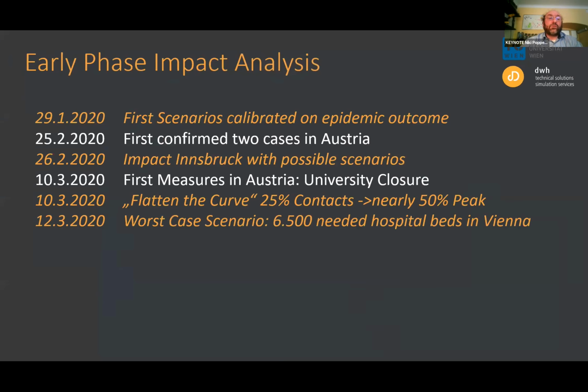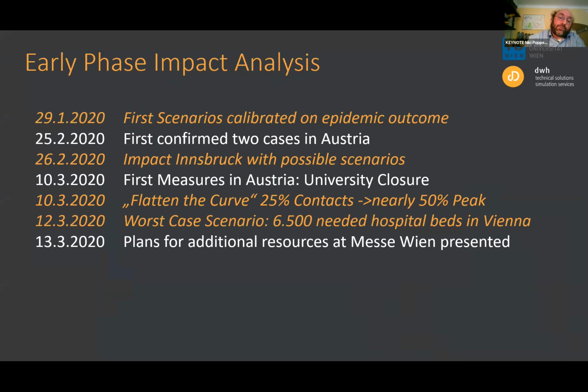So we continued then and started to work for the city of Vienna, where we computed worst case scenarios. So the discussion was how many hospital beds do we need in Vienna? And the result was that the city made plans for additional resources at the Messe Wien, and they really implemented it. So the idea was to have, just in case, additional resources for not severely ill persons, but persons who have to be helped at the hospital.